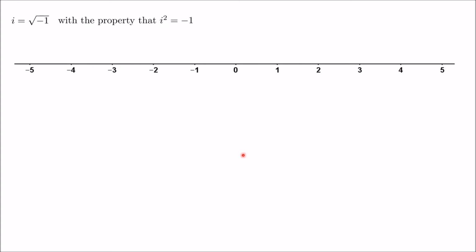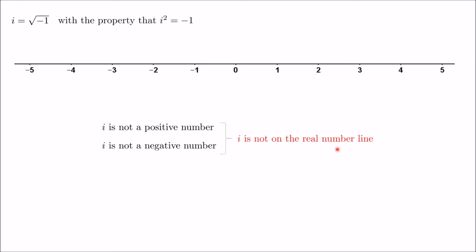But you quickly realize that this is definitely not true, because i is definitely not a positive number: a positive number squared has to give us a positive number, and i clearly doesn't have that property. And i is not a negative number either, because if you square a negative number, we also get a positive number. So i is not positive, not negative, and obviously not the number 0. So you can see that i is definitely not on the real number line that we are used to.